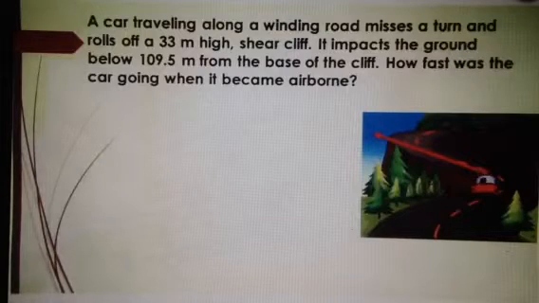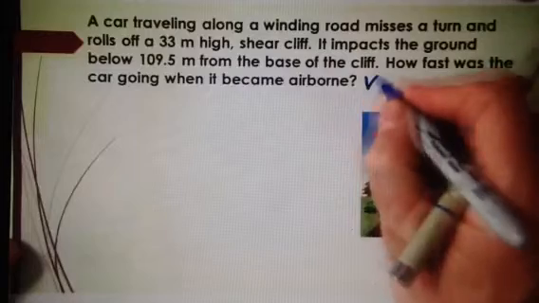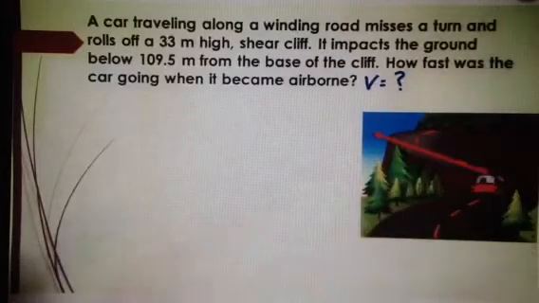Here we have a car traveling along a winding road, misses the turn, and rolls off a 33-meter-high cliff. It hits the ground 109.5 meters from the base of the cliff. How fast was the car going when it became airborne? So my question is, what was the velocity? How fast was the car going?